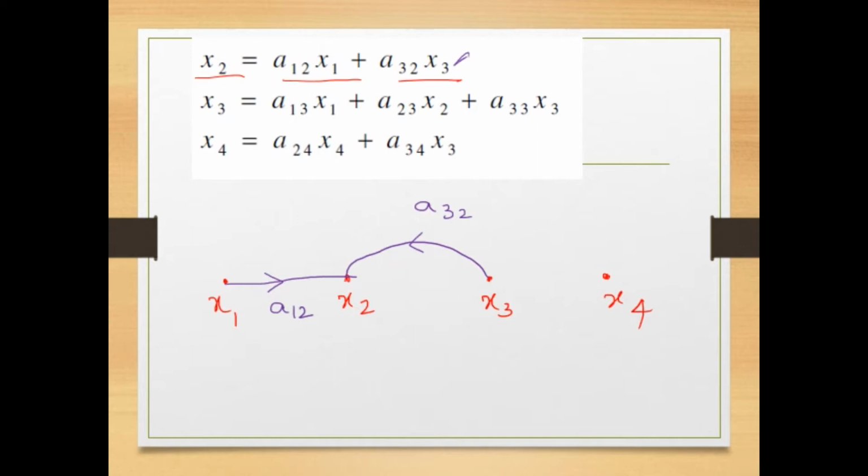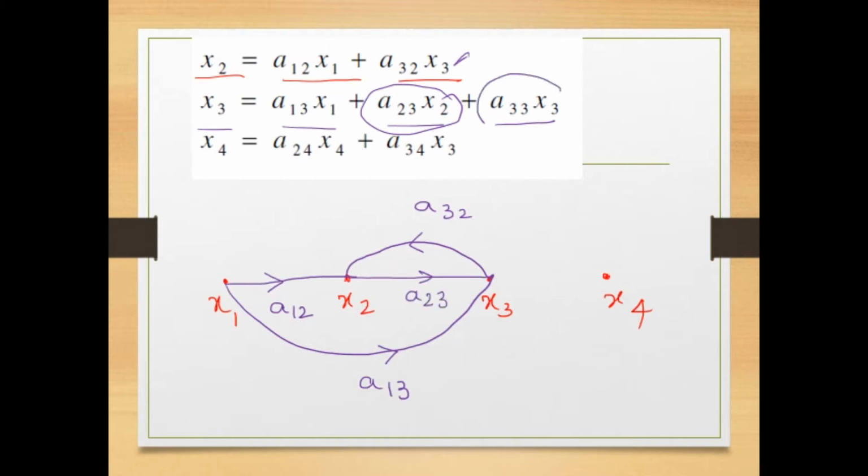So we have our second equation, which is x3 equal to a13 x1 plus a23 x2 plus a33 x3. The first one, a13 x1, is from the first node to x3, so we have the gain as a13. Next is a23 x2, that is from x2, so this is a23. Next we have a33 x3. It is clear that it is starting from the same node and ending at the same node, so it is a self loop. It is a33.